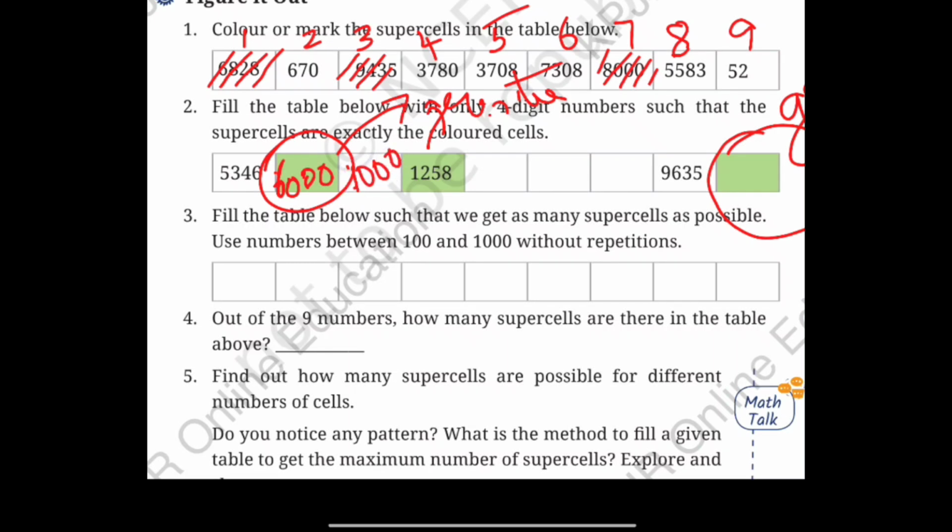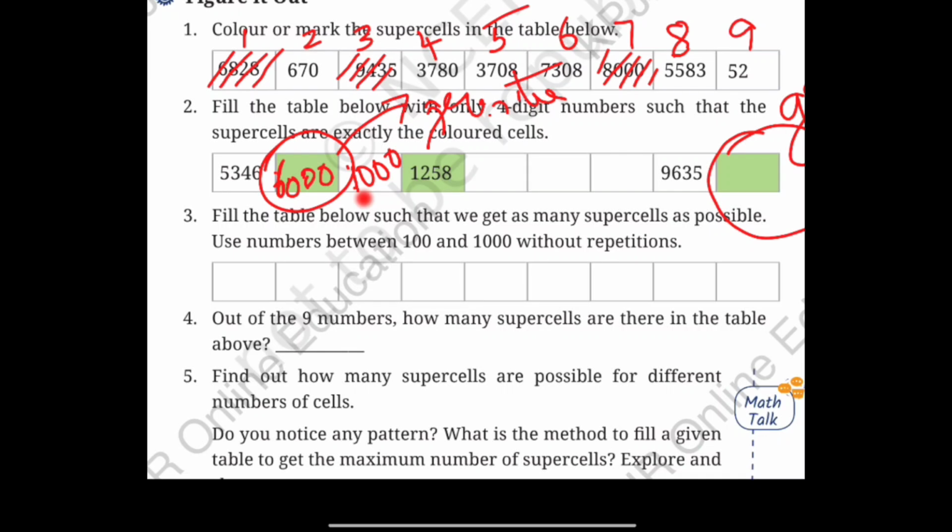Why I took it as 1000 means the next value is 1258. Less than that only I can take, because this also should satisfy. Understood? Any doubt for anyone?